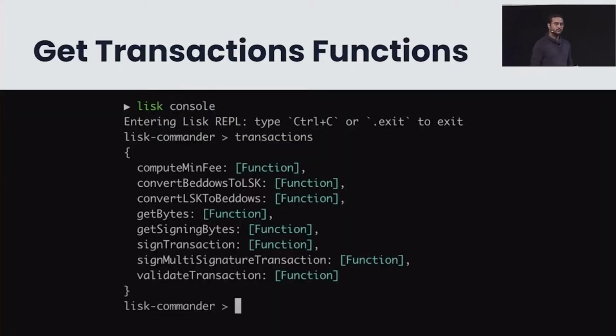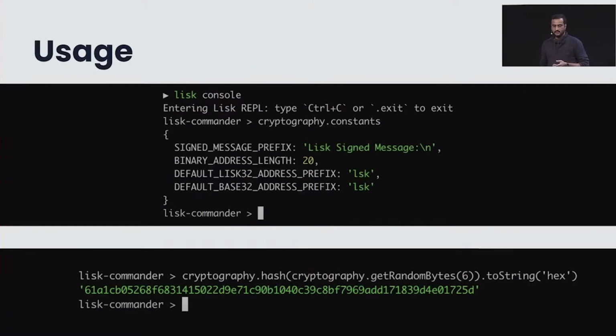By using the Lisk Console command, you get inside the console of the Lisk commander, and then you have access to different library functions. For example, here you have access to the Lisk transactions library, and when you write transactions, you will see a bunch of functions there. And once you have access to these library functions, you can simply call them.